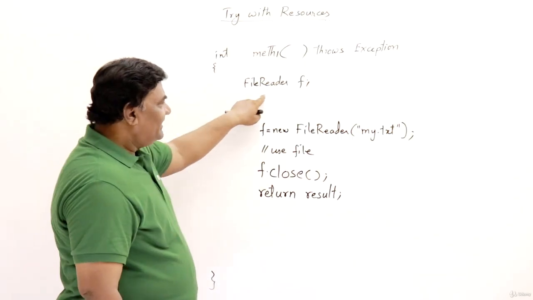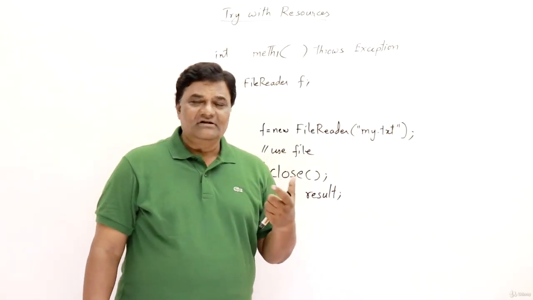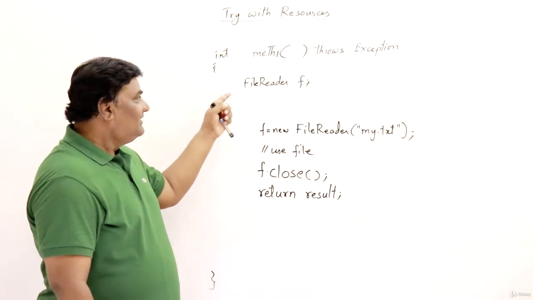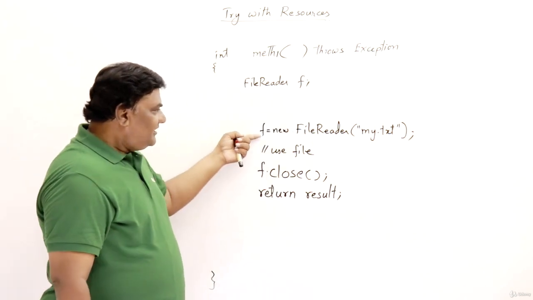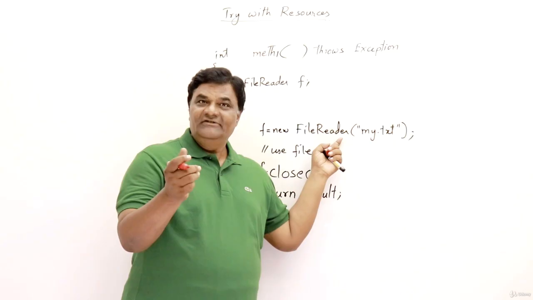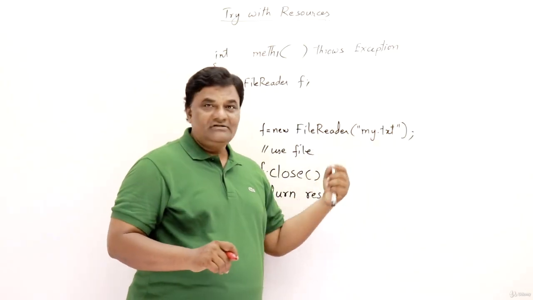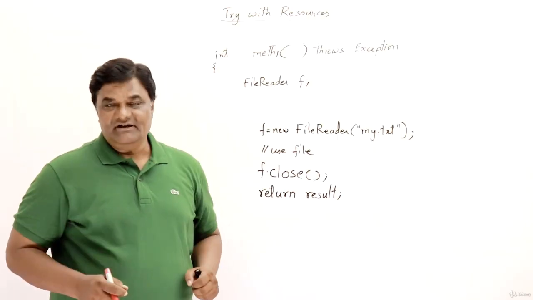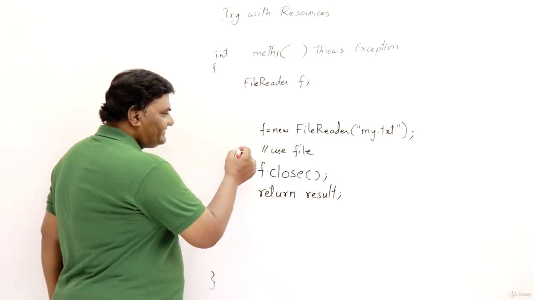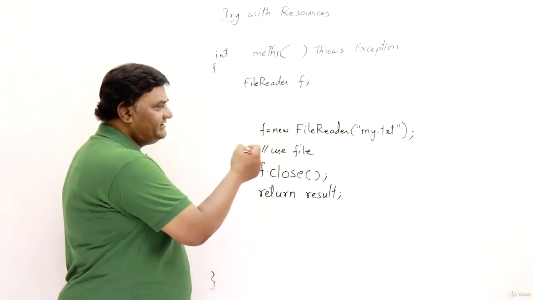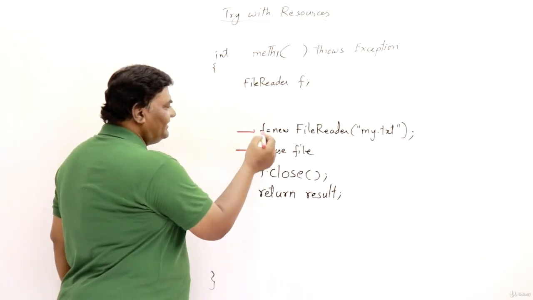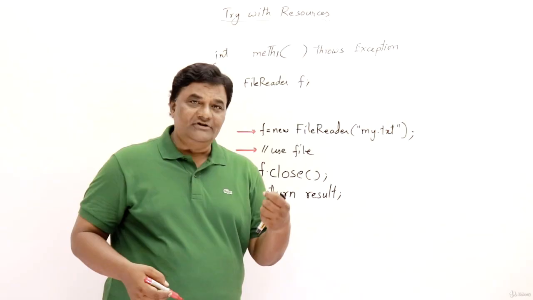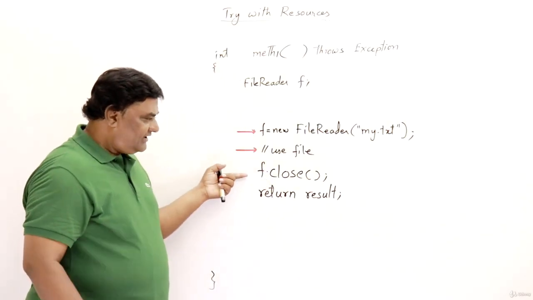It is opening a file. There are some classes for accessing files in Java, like FileReader is a class. FileReader f = new FileReader, the file will be opened and the file name is my.txt. So it is used for reading from the file. Now here in this statement, I am using the file. Here I am opening the file. Here I am using the file, accessing the file. Whatever I want to do, I will do that and I will close the file.